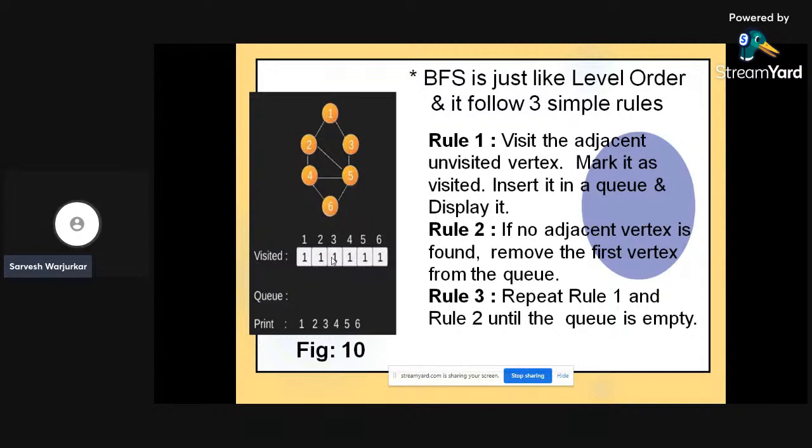Rule number 3 is to repeat rule number 1 and 2 until the queue is empty.